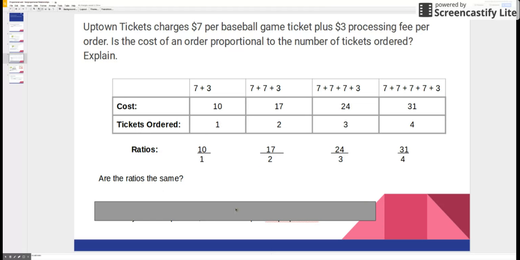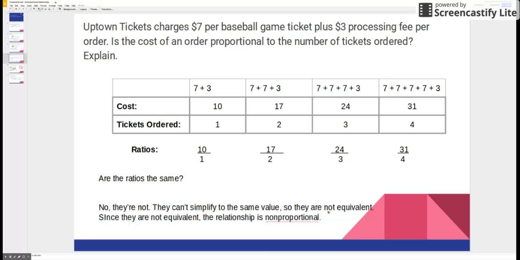Are the ratios the same? Well, 10 divided by 1 is 10. 17 divided by 2, well, that doesn't equal 10. 24 divided by 3, that also doesn't equal 10. And 31 divided by 4 also doesn't equal 10. So no, they're not. They can't simplify down to the same value. They're not equivalent. Since they are not equivalent, the relationship is non-proportional.